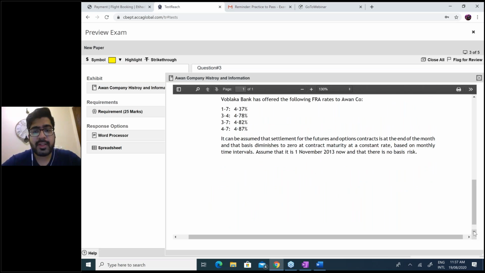Woblaka Bank has offered the following FRA rates to Awan: 1-7 at 4.37%, 3-4 at 4.78%, 3-7 at 4.82%, and 4-7 at 4.87%.